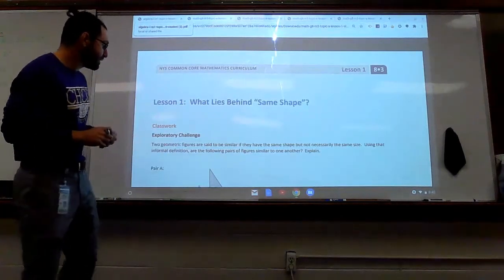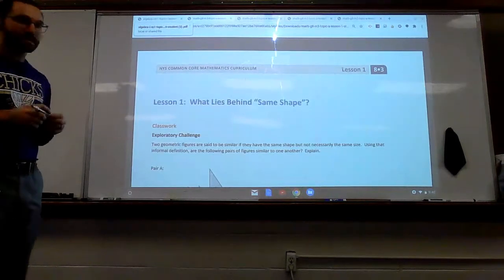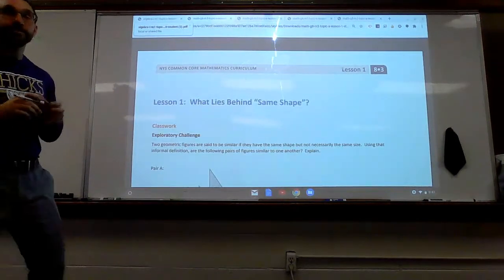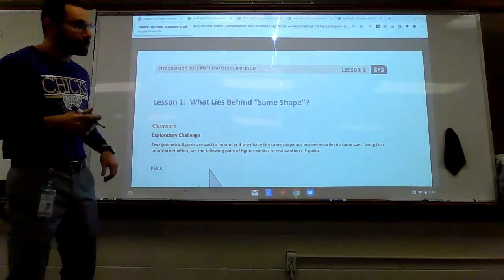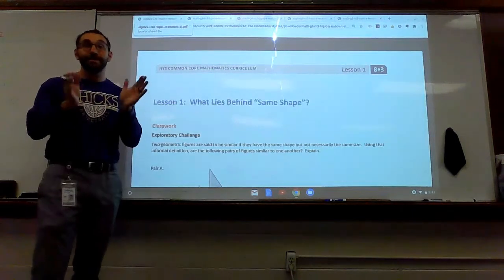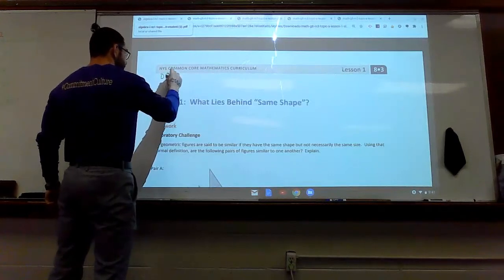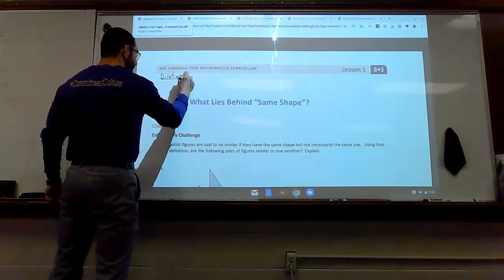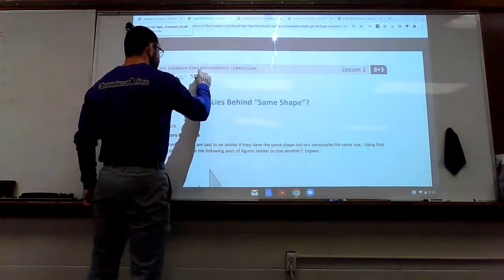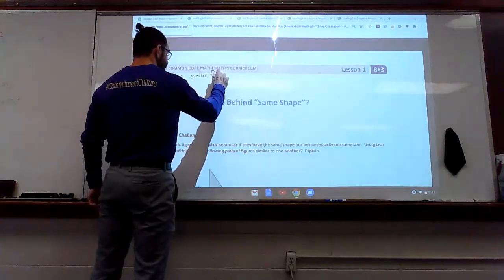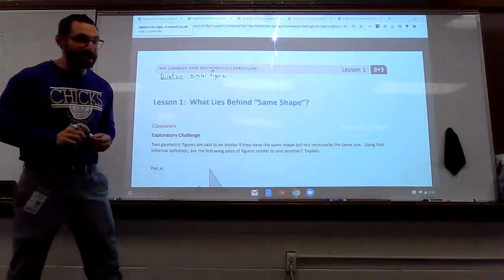So if you read this, it says two geometric figures are similar if they have the same shape but not necessarily the same size. So similarity means same shape but different size. There is a transformation that talks about same shape but different size. A dilation is what has the same shape but different size. Dilation, similar figures. And similar, once again, means same shape but not necessarily the same size.